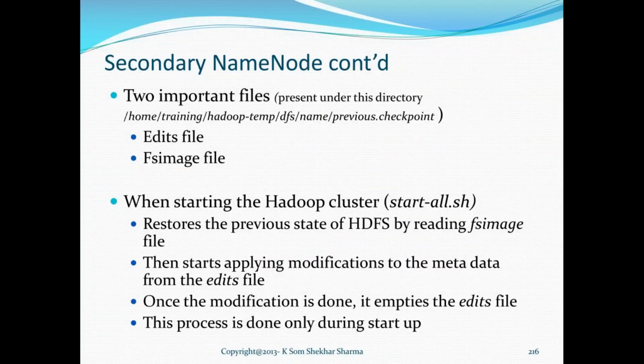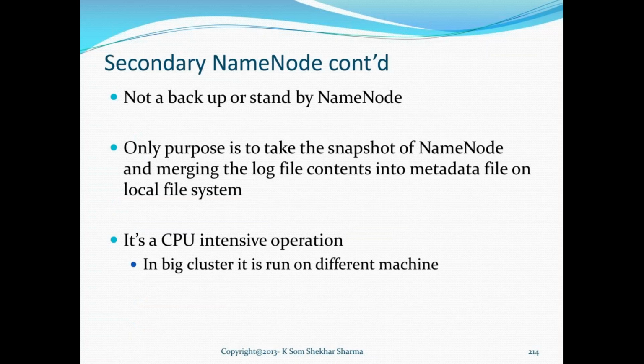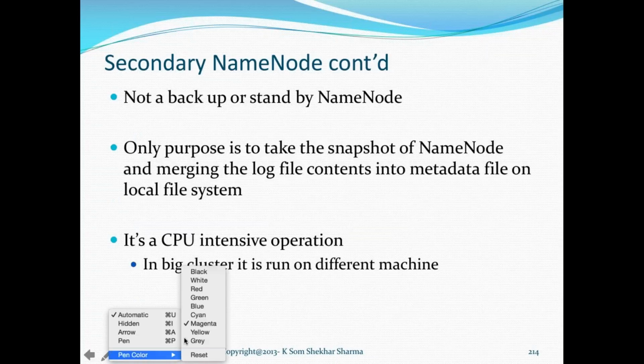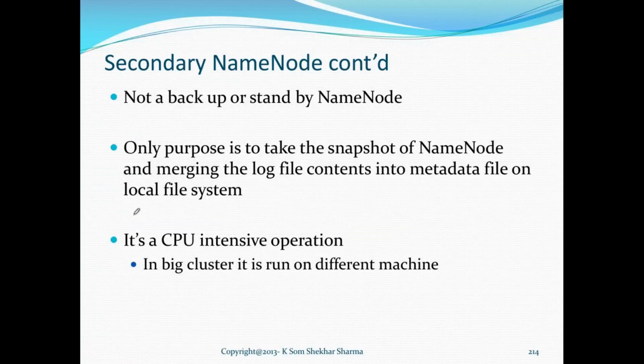The secondary name node, what does it do? It just periodically merges the edits file into the FS image file. And since we are talking about reading, merging, and everything, any kind of reading, merging, or writing operation is a CPU intensive operation, and it's advisable in a bigger cluster to run it on a different machine other than the name node.